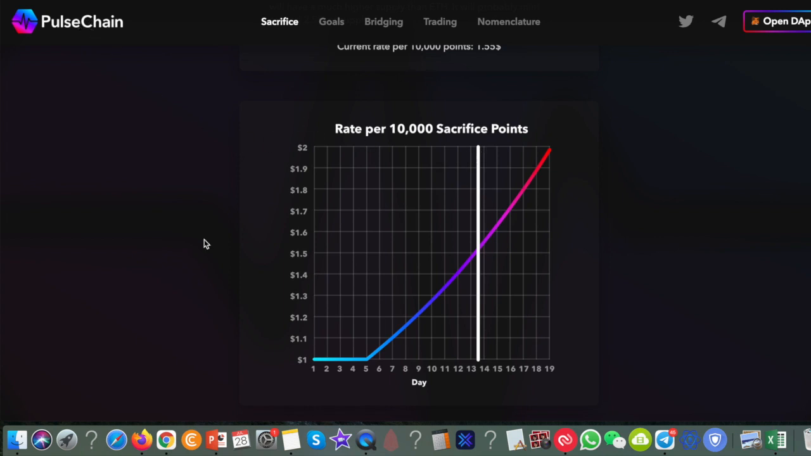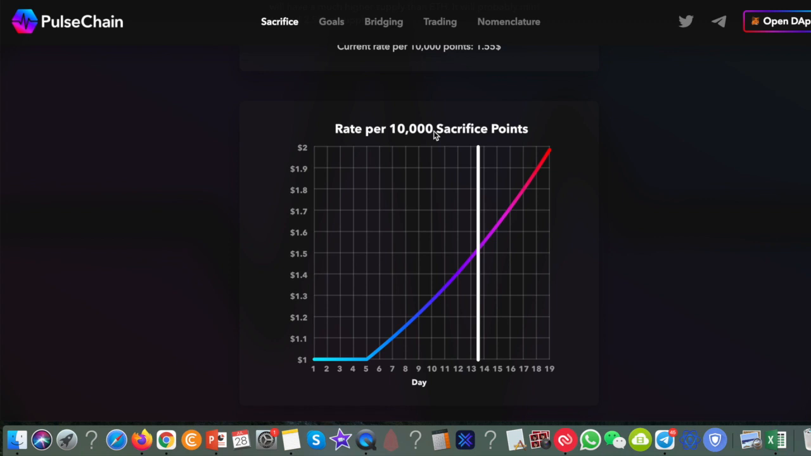If you look here, there's a graph, and this is what you would be paying for the 10,000 sacrifice points. At the beginning, on day one, for every dollar that you spent, you'd get 10,000 sacrifice points. Right now, we're between day 13 and 14, and you're going to be paying $1.50 for every 10,000 sacrifice points. This is going to run up until day 19. So there's still time for you to get in. I'm buying some every single day. And then I'll have a bunch of sacrifice points and I'll get issued some of this Token X.